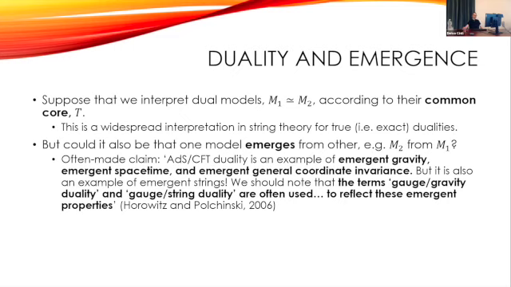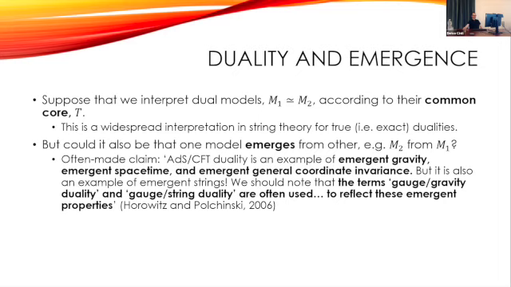And this is something that, again, in the physics literature is often claimed. For example, here's a quote from Horowitz and Polchinski in 2006. They write, "AdS/CFT duality is an example of emergent gravity, emergent space-time, and emergent general coordinate invariance. But it is also an example of emergent strings. We should note that the terms gauge gravity duality and gauge string duality are often used to reflect these emergent properties." Now, there's a lot of things emerging here.